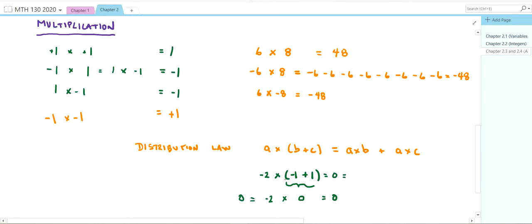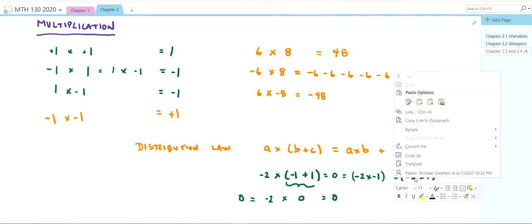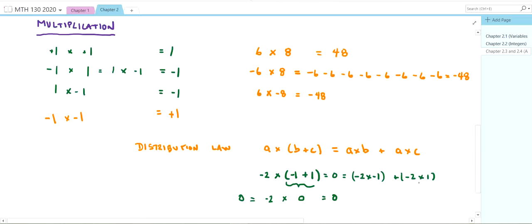And this then equals, if we distribute this, minus 2 times minus 1 plus minus 2 times positive 1. Let's put parentheses on these just to make it easier: (minus 2)(minus 1) plus (minus 2)(plus 1). Well, we know minus 2 times positive 1 equals minus 2, because we already showed we could do that up above. This is a multiplication sign, not an x.